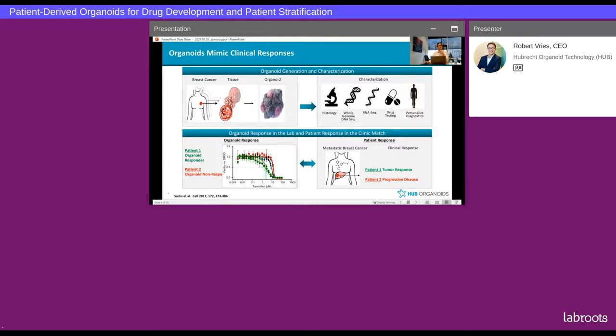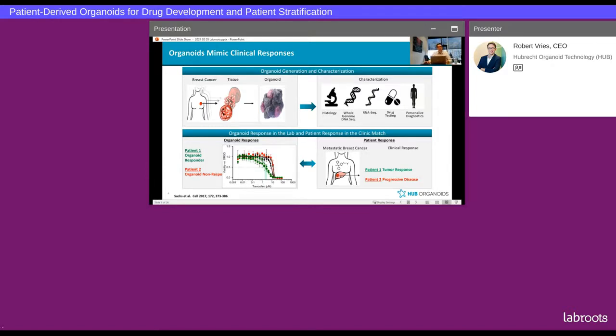You can see that here for an example of breast cancer. So you can take a sample, a biopsy. We can generate an organoid from this biopsy. We characterize that in the lab: genome sequencing, drug screening, etc. Basically, any sort of technology that we generally use in the lab. And then we can take those organoids, as you see here at the bottom left, and test different patients, for instance a patient represented here in green and one represented in red. And we test the drugs that are also used on these same patients in the clinic.